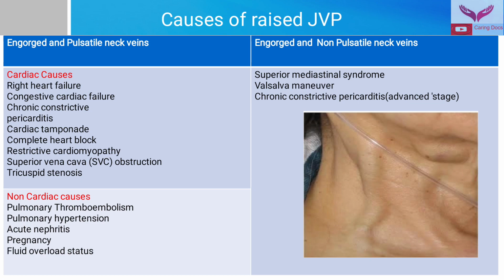Among the engorged and non-pulsatile causes of raised JVP are the superior mediastinal syndrome, Valsalva maneuver, and chronic constrictive pericarditis in advanced stage.